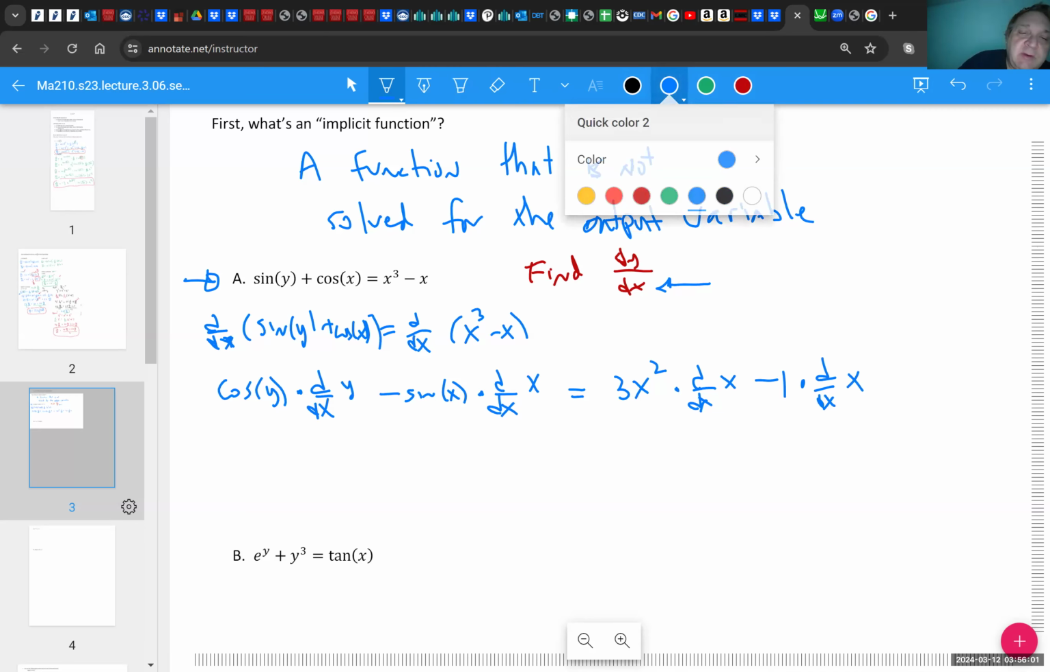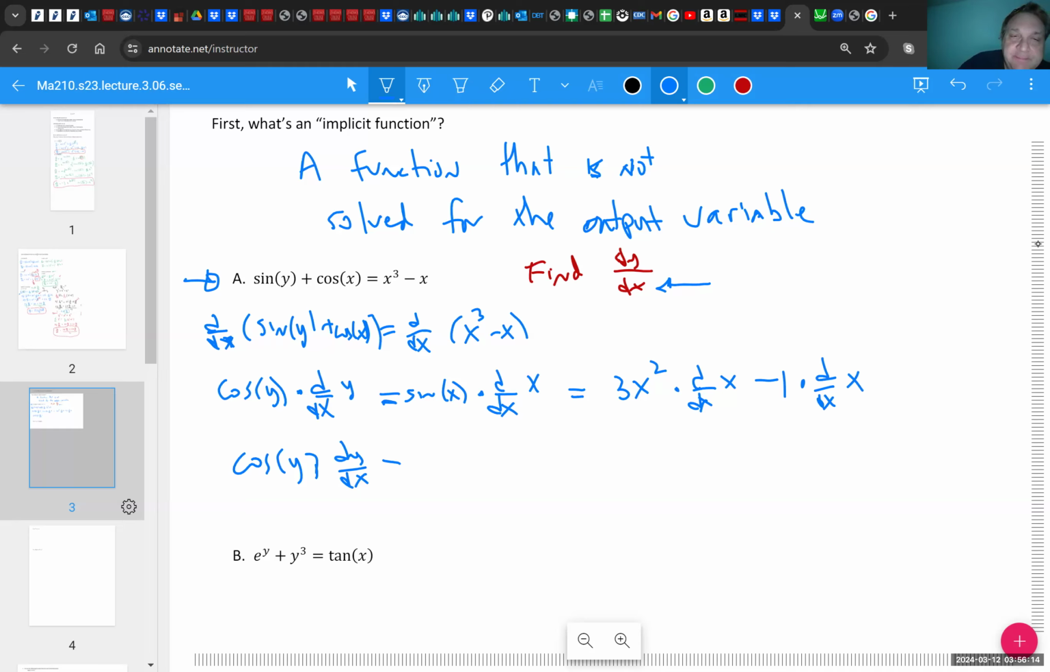Okay, so we get cosine y. What's the derivative of y with respect to x? Well, it's written as dy/dx. I think I forgot my equal sign somehow. Oh, this is supposed to be the equal sign right here. Oh, no, that's a minus sign. My equal sign's over here. All right, sorry, I just got confused for a moment. Minus sine x times d/dx of x. So this is minus sine x. The derivative of x with respect to x is dx/dx, or as you all know, this is equal to 1.